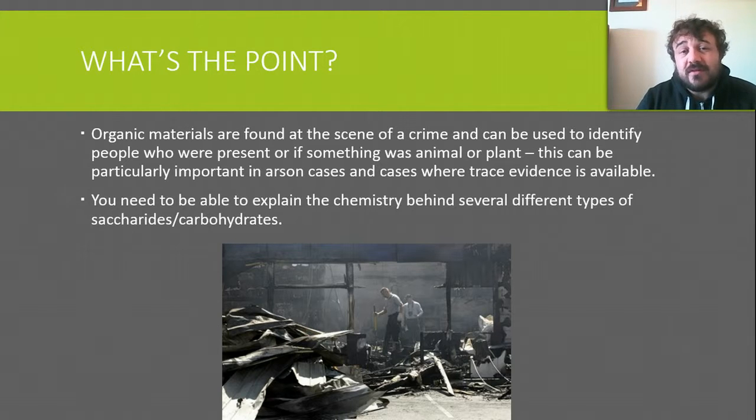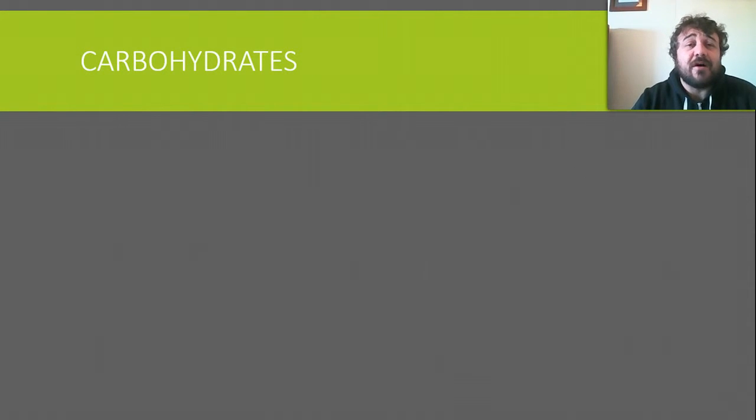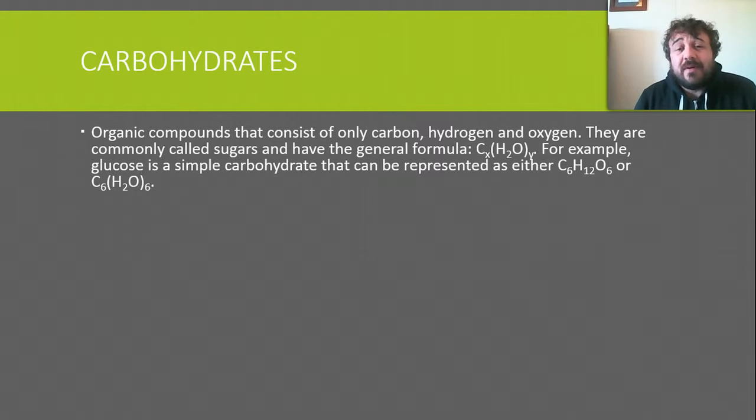You also want to be able to explain the chemistry behind several different types of saccharides or carbohydrates. So what is a carbohydrate? Well, basically, it's an organic compound consisting of only carbon, hydrogen, and oxygen, and we call them sugars. They have this general formula here, where you've got Cx on the outside with H2O, and y. The x and the y can be different numbers. They can be the same, but they're not necessarily related.